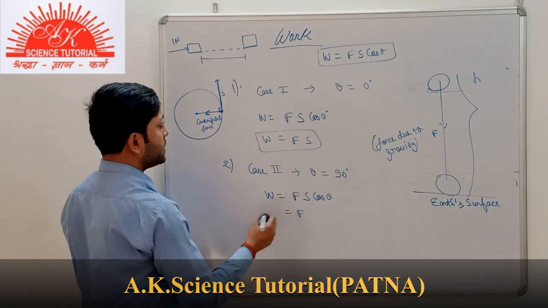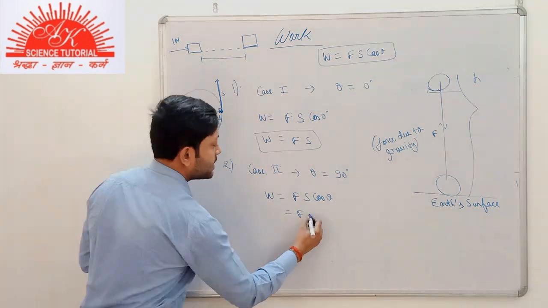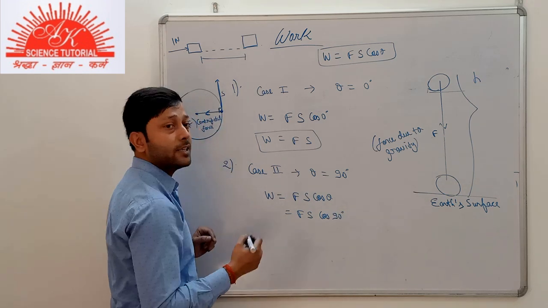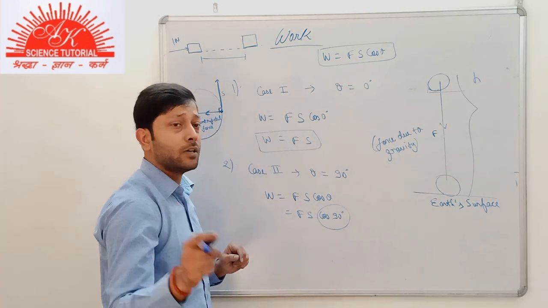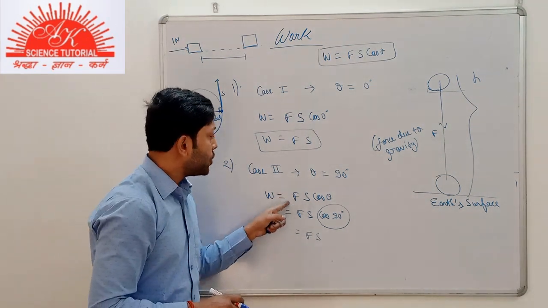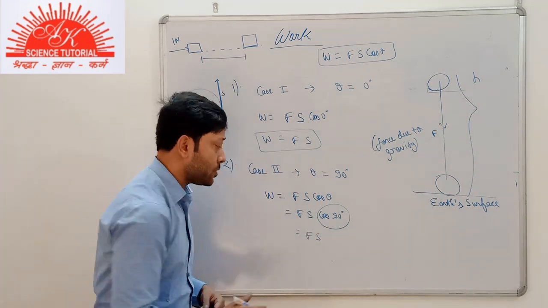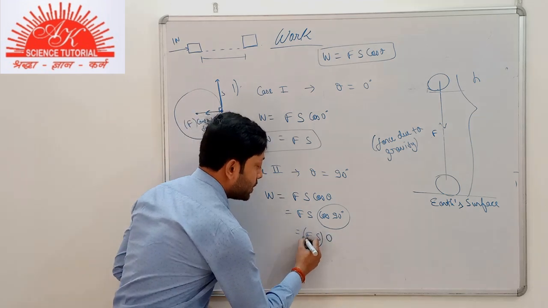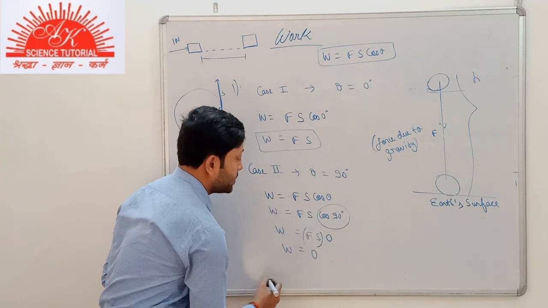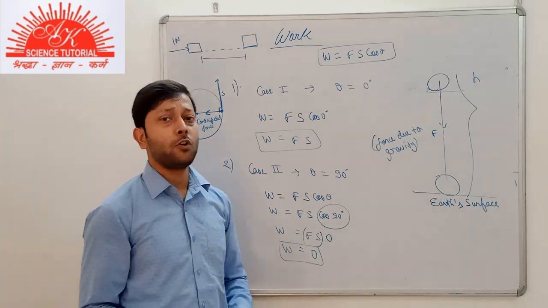suppose the centripetal force has the magnitude capital F, and the displacement of the body we denote by S. What about the angle? Theta here is 90 degrees, and you know cos 90 is 0. So in Fs, it doesn't matter what the magnitude of force is, what the magnitude of displacement is, cos 90 here is 0. So obviously the whole expression is 0, which means the work done by the centripetal force will be 0.